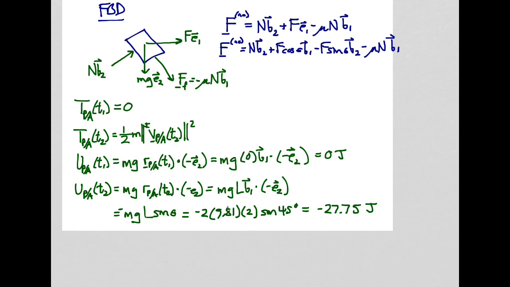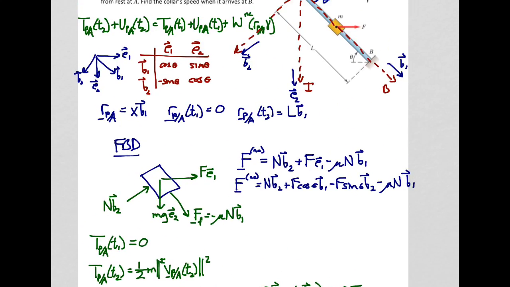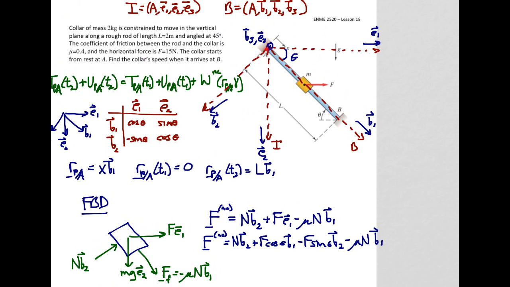And so we find that our potential energy at time 2 is equal to negative 27.75 joules, and that should make sense because if we're starting at point A, we're going to point B. If this is 0 potential energy, then this is going to be a negative potential energy because the only conservative force that we're concerned with here is gravity, and we know that it should be a negative. You're losing energy.